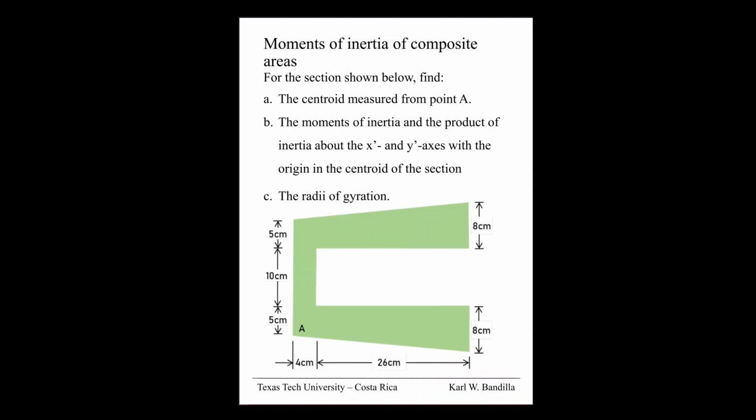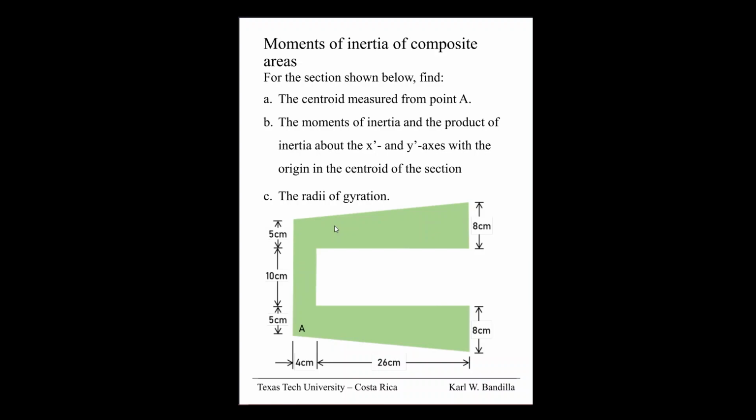All right, here is a moments of inertia problem for a composite cross section. We see this green cross section here. We're asked to find the centroid, and then based on that, the moments of inertia and the product of inertia about the x prime and y prime axes, and then the radii of gyration for those as well.